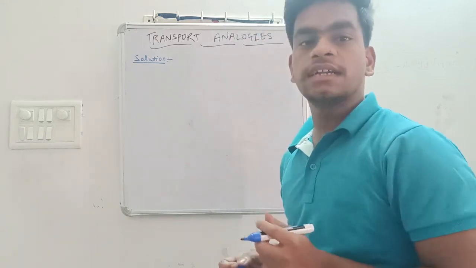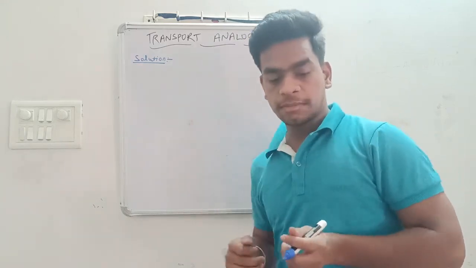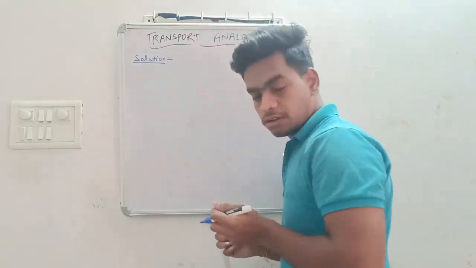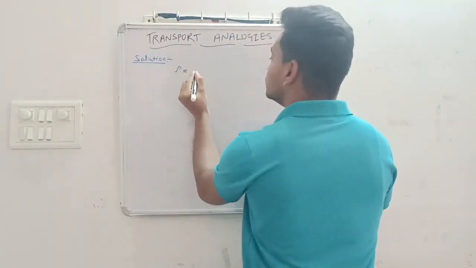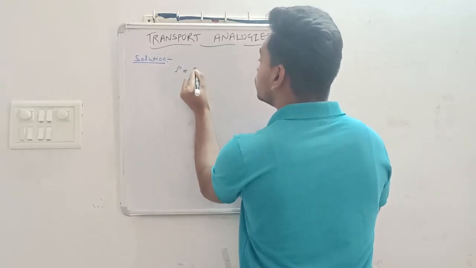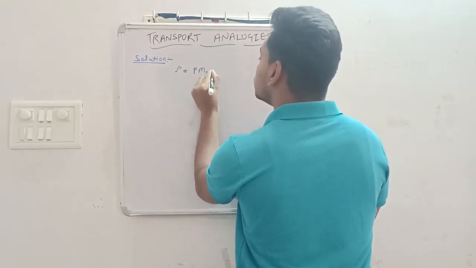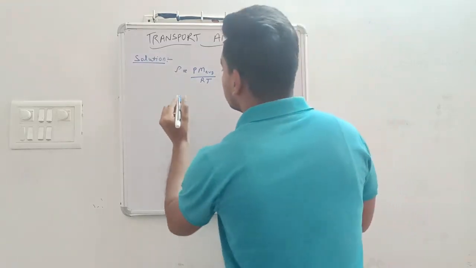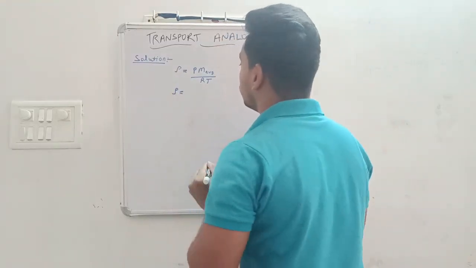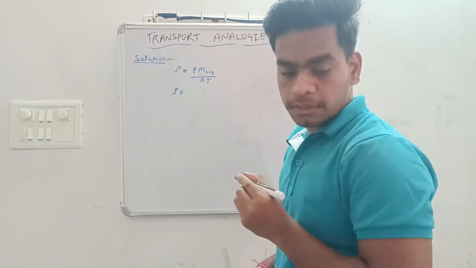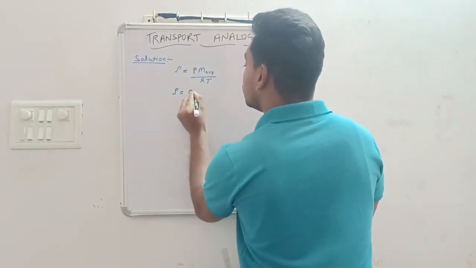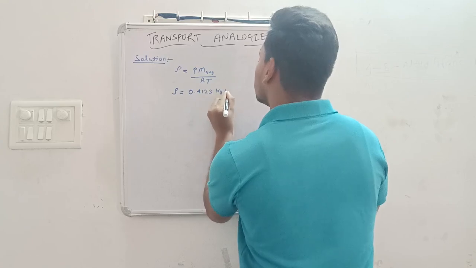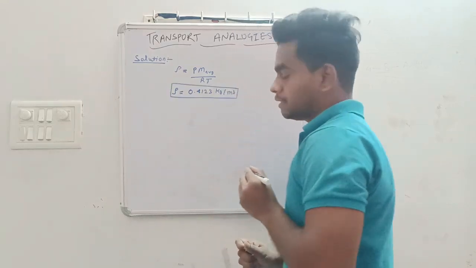So firstly we need to find the density of the air at minus 50 degrees Celsius and at the altitude of 10 kilometers. So density is given as rho equal to P M average by R T. We have all this data, so we will put it in this formula and get the value of density directly. So we find it as 0.4123 kg per meter cube. We will keep this in a box.